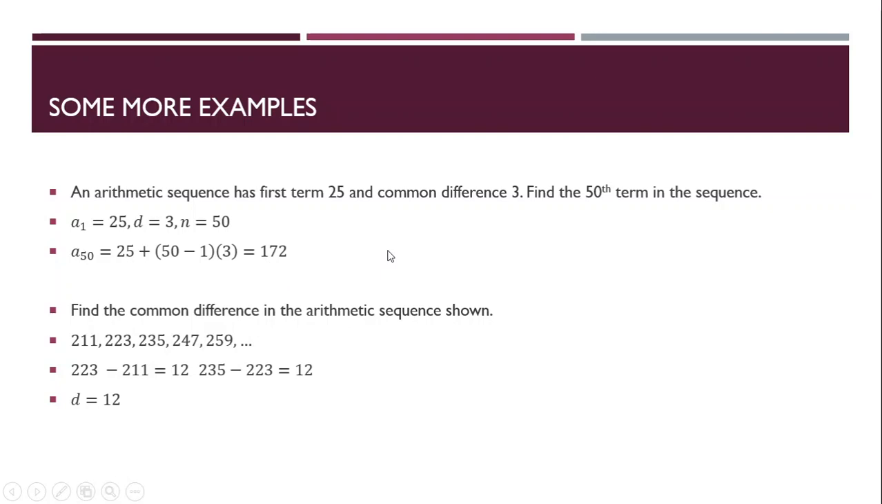And then we can also, if we're given a sequence, find that common difference if it's arithmetic. So here we've got the sequence 211, 223, 235, 247, and 259. And we want to know what the common difference is if it is arithmetic. We want to check at least two of these. If we take 223 minus 211, we get a positive 12. Then let's move on to the next term also. We take 235 minus 223, and we also get a positive 12. We can keep checking, but it looks like there is 12 between each of these numbers. So that is the common difference.